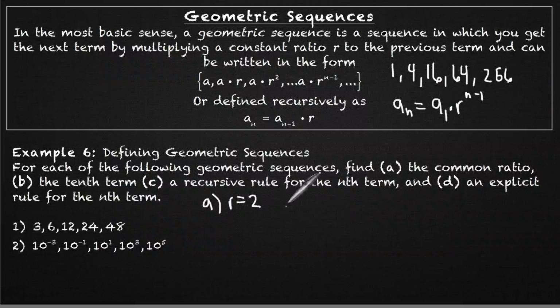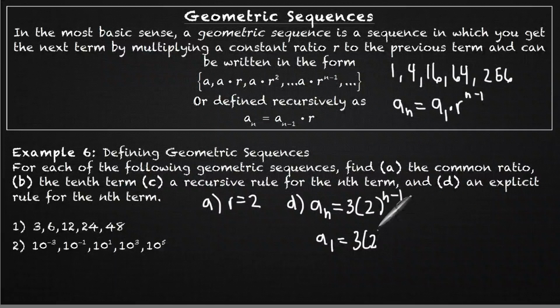All right, so now we're going to jump down and do letter D, which is the explicit rule. And we're going to use this formula right here. So a sub n is equal to the first term, which is 3, parentheses, r, we just found that, it's going to be 2 to the n minus 1. All right, let's test out a few and see if this is true. A1 is going to be 3 times 2 to the 1 minus 1, which is 0. 2 to the 0 is 1. Anything to the 0 power is 1, times 3 is 3.